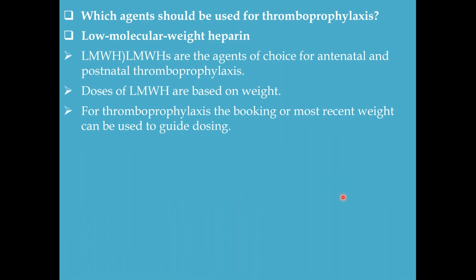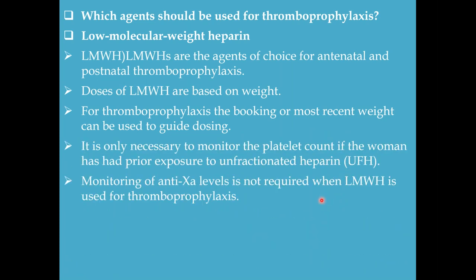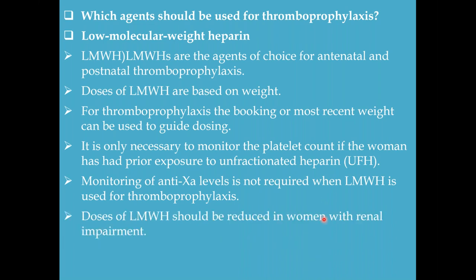What agent should be used for thromboprophylaxis? There are many agents used in thromboprophylaxis, like anti-embolism stockings, low molecular weight heparin, unfractionated heparin, warfarin, oral thrombin inhibitors, and aspirin. This is about the agents used for thromboprophylaxis.